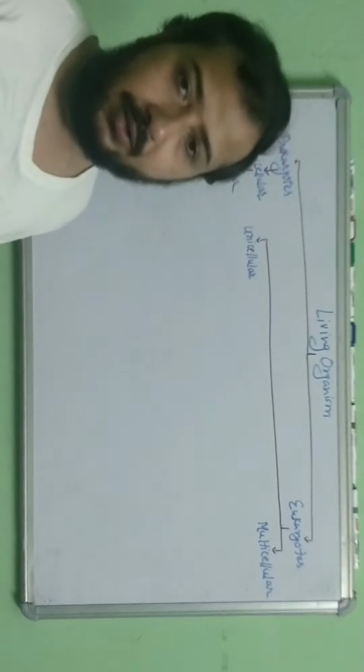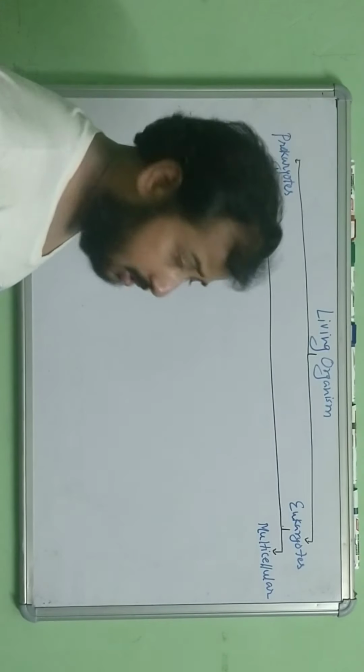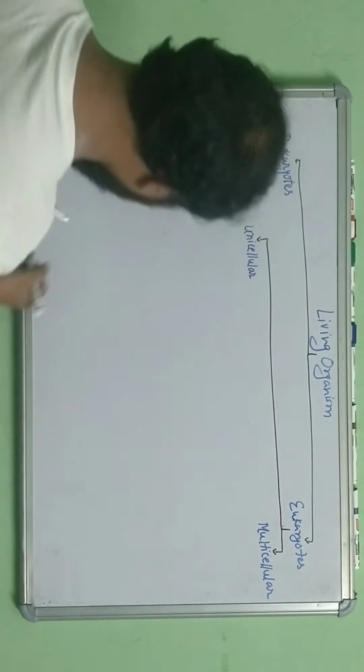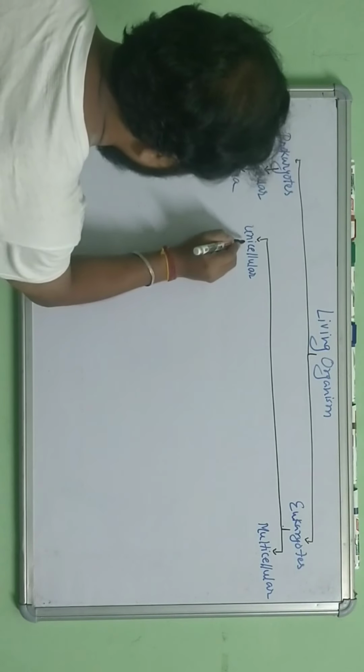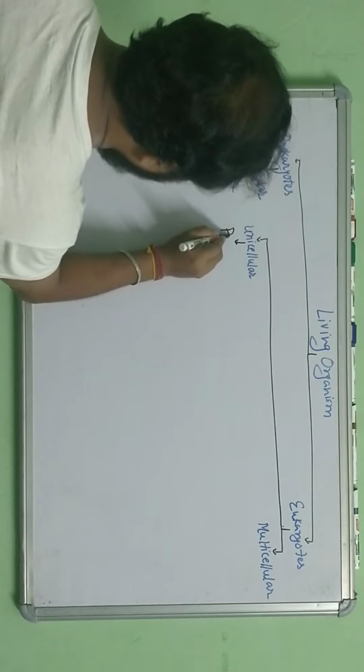Now, the unicellular eukaryotes. The kingdom that comes under this is Protista.